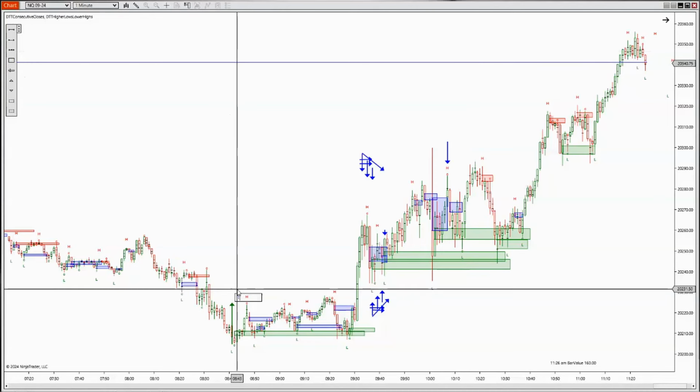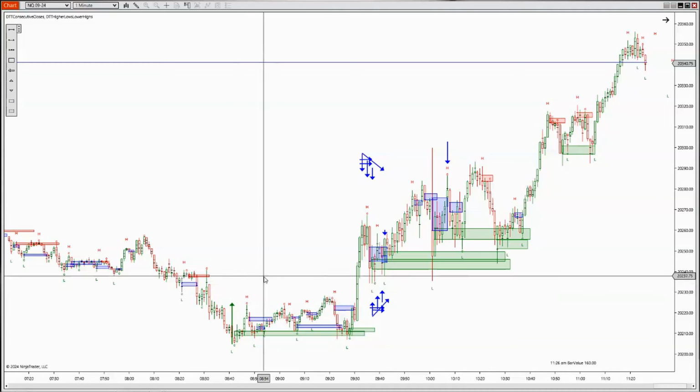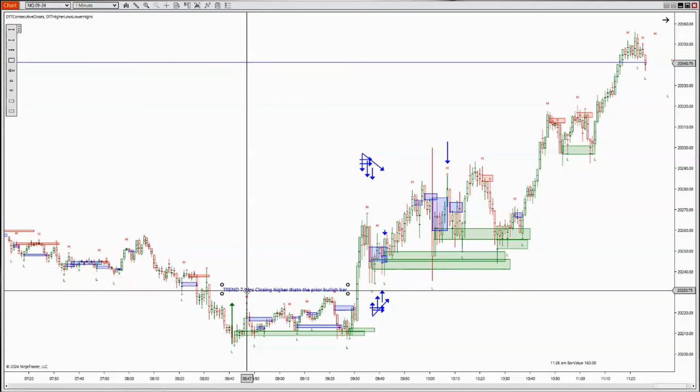For those that are new, I'll do this. Trend 7. So we need 7 bars closing higher than the prior bullish bar. Okay, so this is your trend. All right, so we got a trend set down here.